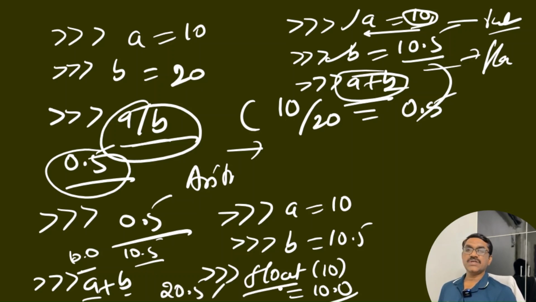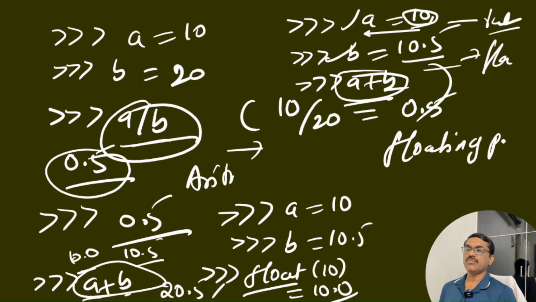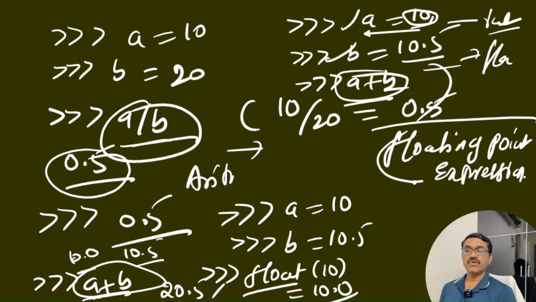So here what are we using? We are using the concept of type conversion, explicit type conversion. By writing float, we forcibly change the integer data type into floating point. In this case, we call the concept a floating point expression. This is very, very important. It is an arithmetic expression, but the special case of arithmetic expression is called a floating point expression, right?